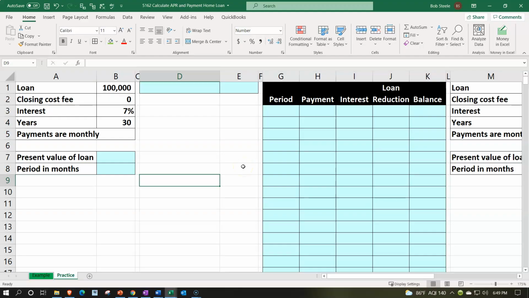Here we are in our Excel worksheet. If you have access to the Excel worksheet and would like to follow along, note that we're down here in the practice tab as opposed to the example tab. The example tab in essence being an answer key. We have the information on the left-hand side. We're going to populate that into the blue area on the right-hand side.